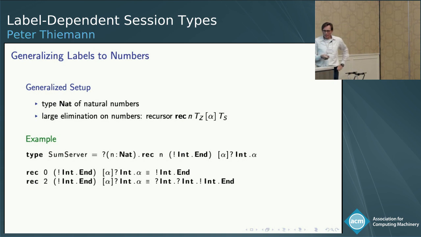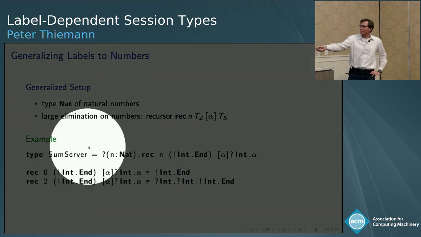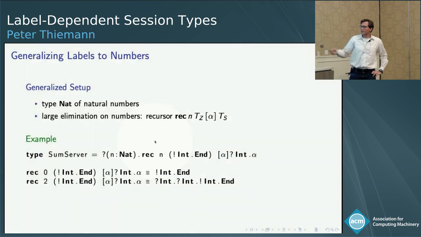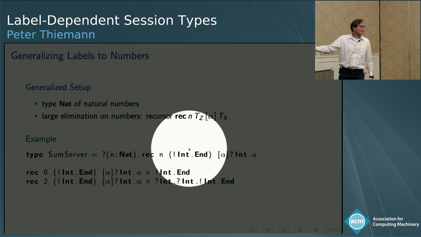So here, this is the type of a simple server that first accepts the number of arguments. That's the n here in front. Yeah, so first we accept the number of arguments, and then it has a recursive type, which essentially says, depending on the n, it describes the number of integers that I want to receive, and then in the end, I'm going to answer with a single integer.